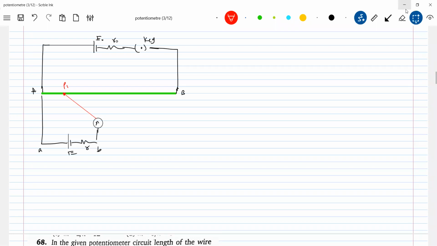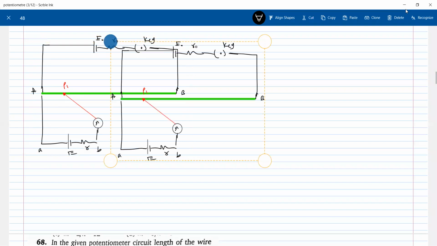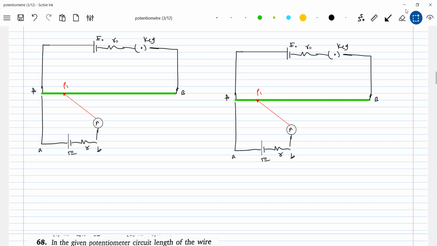The same circuit, another one, I'll bring it. There's a small thing where you must have the basic idea. We have two things here. Look at this one. Somewhere the balancing length is here. When the jockey is here, this is a balancing length. So definitely, looking at this, I can say now VAB is greater than VAP1.